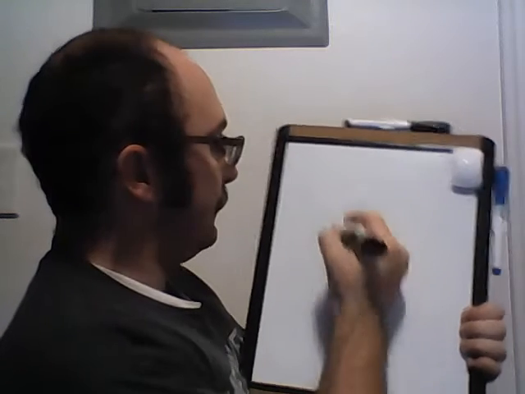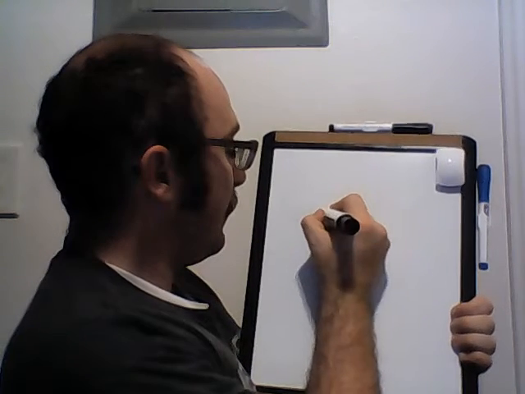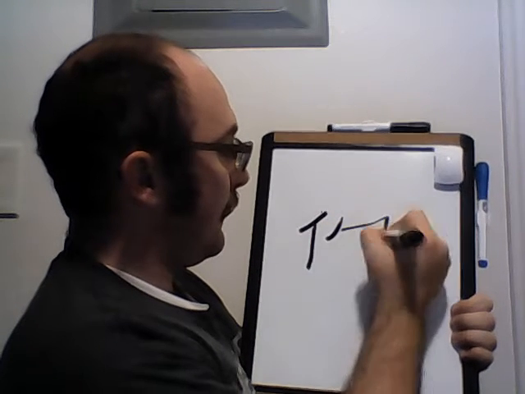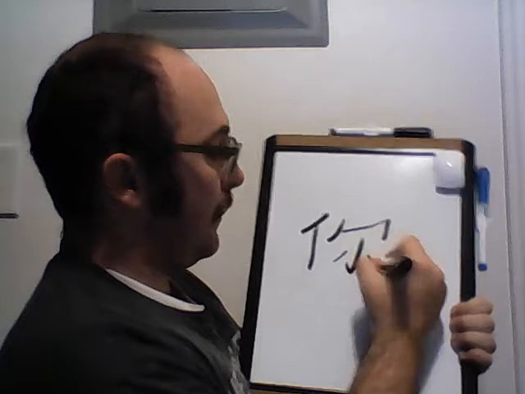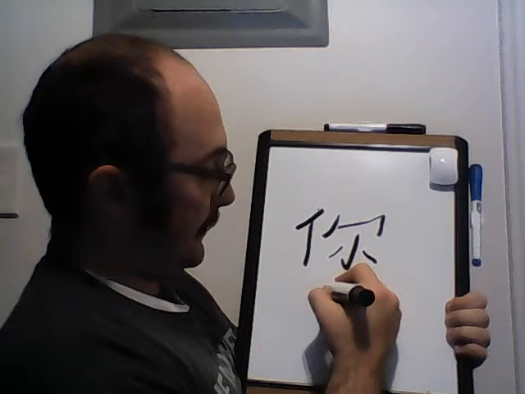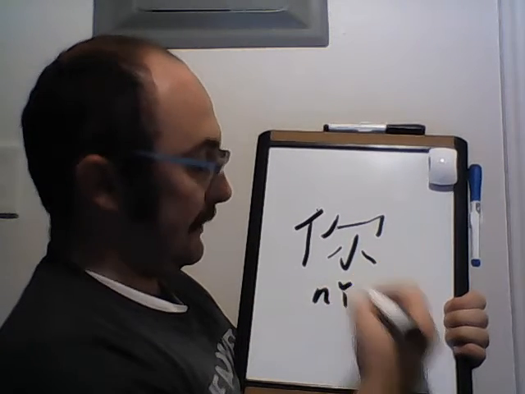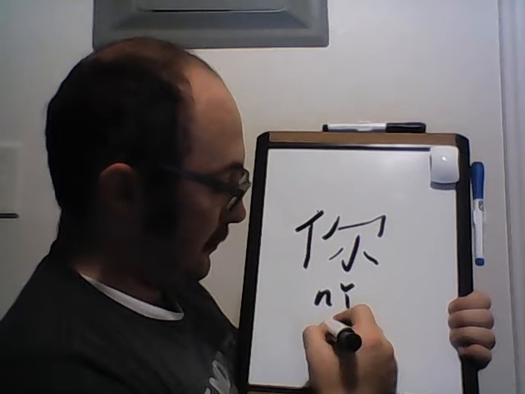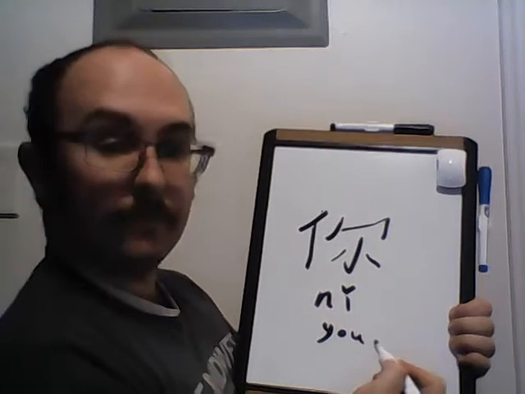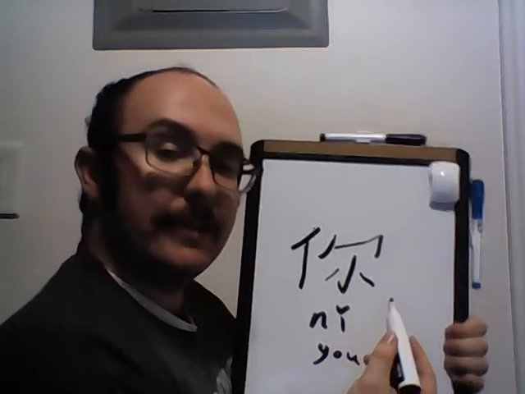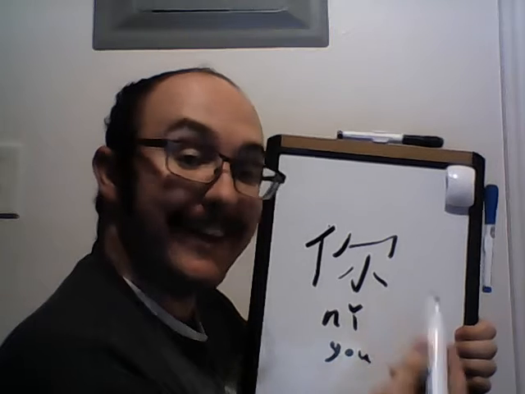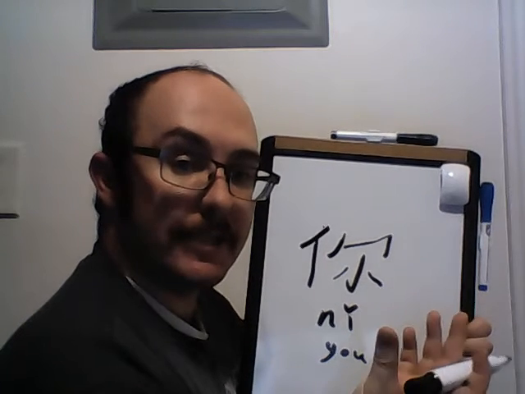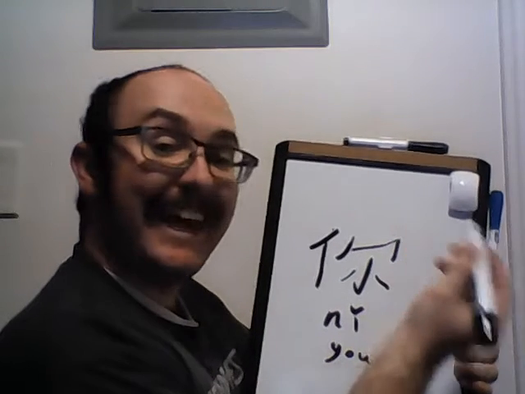So the next one, okay, 你, it means you. Now this 你 is kind of gender neutral. This one doesn't really have a gender, but you can write 你 and assign a gender to it. Spoken Mandarin does not assign gender, but written Mandarin can but doesn't have to.